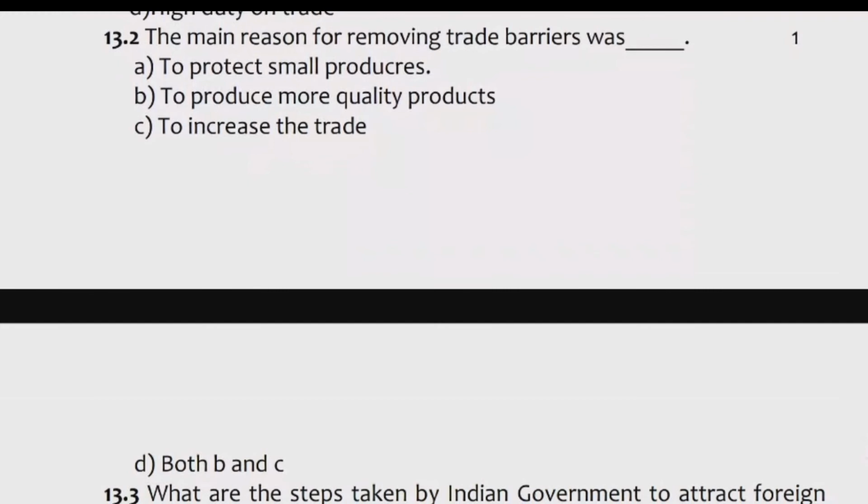13.2. The main reason for removing trade barriers was dash. Options: A. To protect small producers. B. To produce more quality products. C. To increase trade. D. Both B and C.